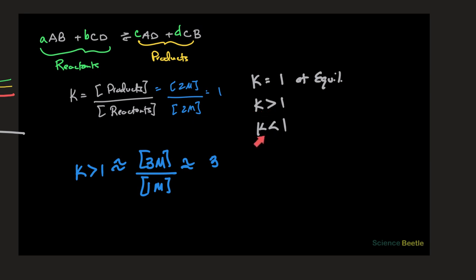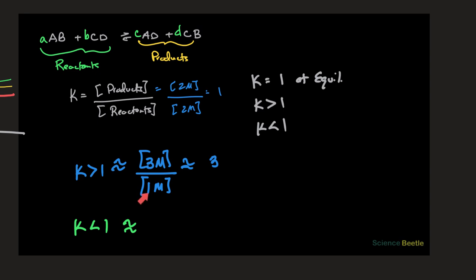But what about K less than 1? What this indicates is that the reactants are going to be greater than the amount of the products. If we do that example, using a slightly different color here, when K is less than 1, this is about the same thing if we were to invert the numbers.